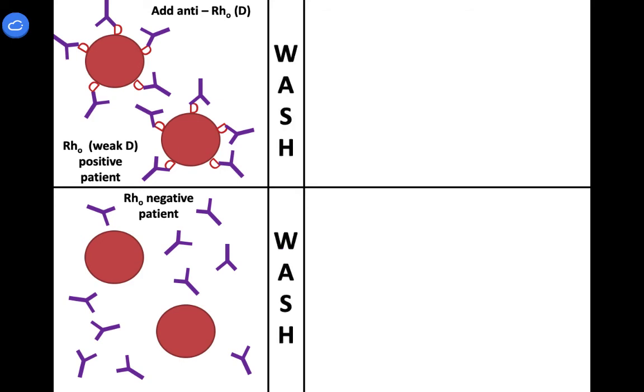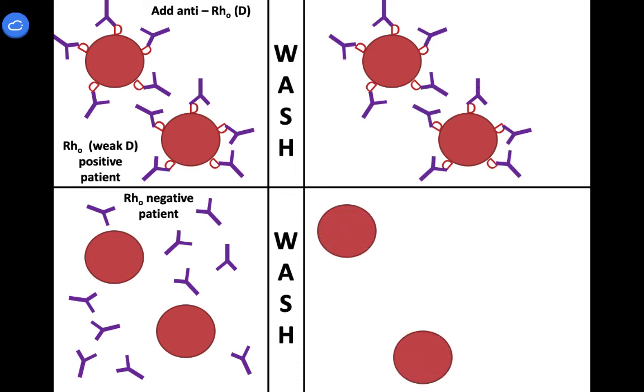We do a wash step, so you rinse the cells off with saline. And what will happen is any antibody that was not bound is going to be washed away. So this is what will be left in our tube. You're going to have some red cells that are coated with antibody, but we can't see it, remember, because it's too small to see with the naked eye. And then on the bottom for our negative patient, all the antibodies were washed away because they didn't ever bind to anything.